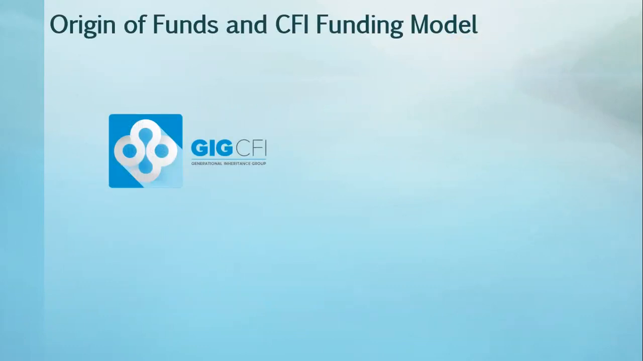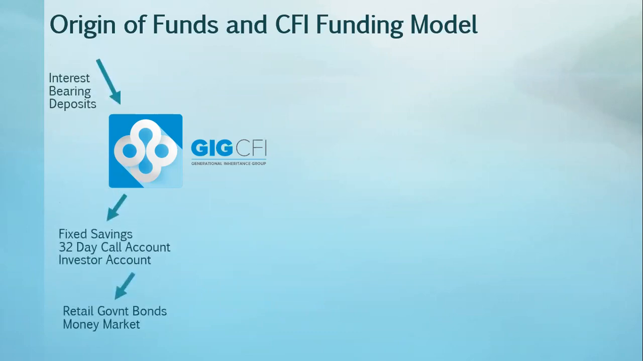So the origin of funds and the CFI funding model. There in the middle, you'll see our logo, GEEK CFI. Now, the one source of money comes in as interest-bearing deposits. That happens when you save into the fixed savings, or into the 32-day call account, or into the investor account. With this money, we just keep it on the money market, and we buy retail government bonds with it. Later on, you'll see that I've added the fact that we can also lend you some of this money, but there are some rules that need to apply.